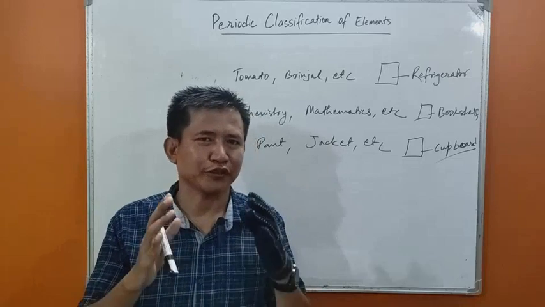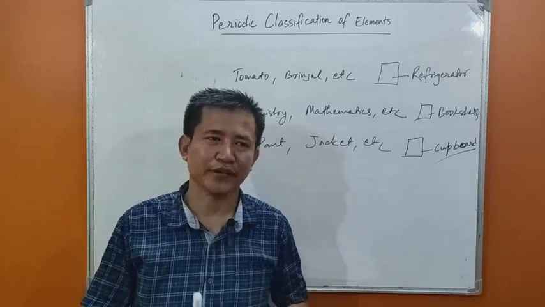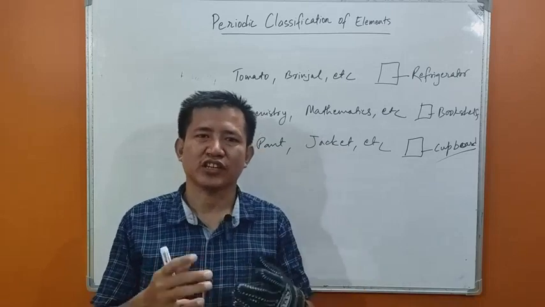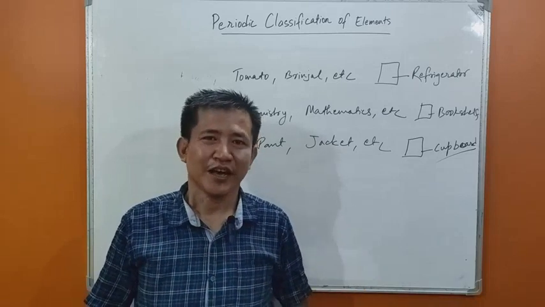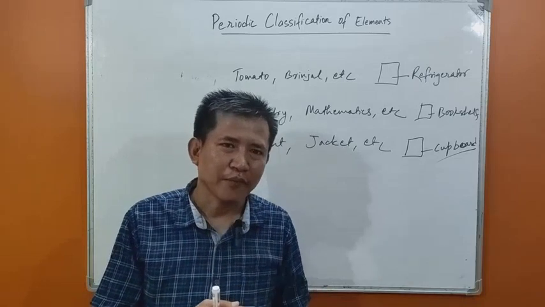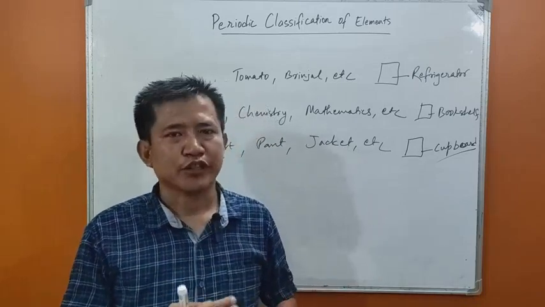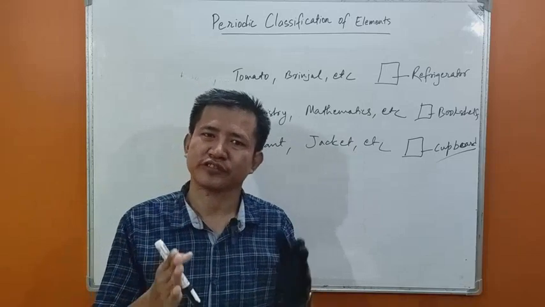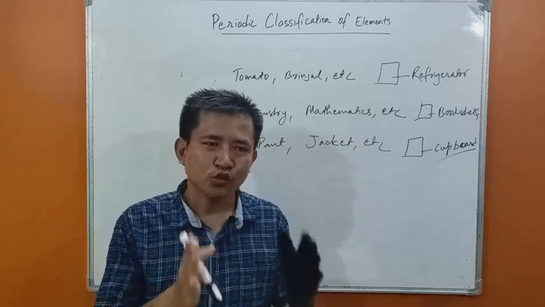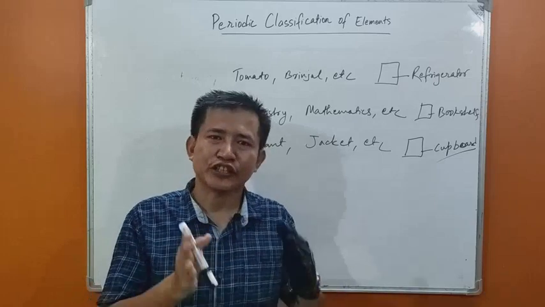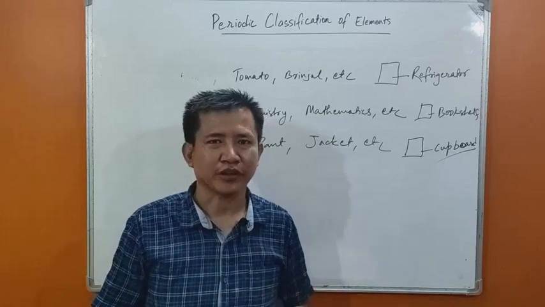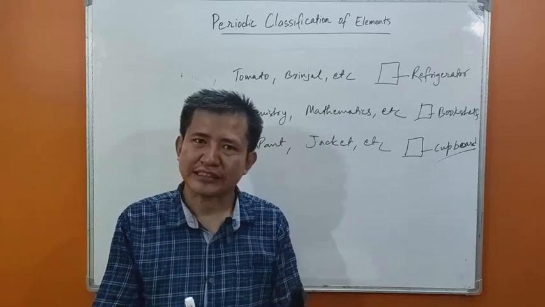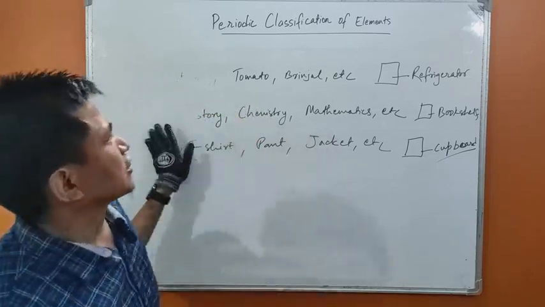Classification of elements was really not needed at that time because there were only one or two elements, so each element could be studied individually, isn't it? But later on, with time, when more and more elements were discovered, classification of elements was really needed, because to study each and every element individually became really impossible. So to overcome that, classification of elements began.